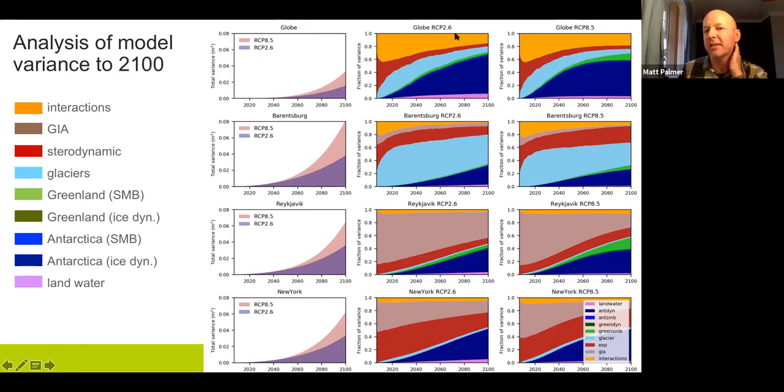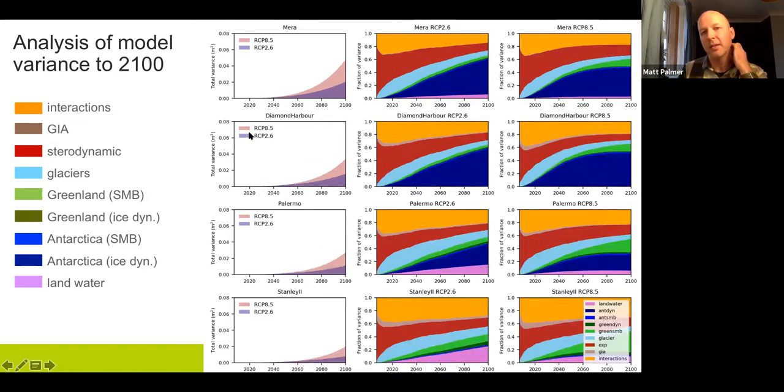I guess the other interesting thing is how this breakdown of variance depends on the emission scenario. So whether we follow RCP2.6 or RCP8.5, the breakdown of variance is also somewhat dependent on that scenario. So there's a few more locations here. Mera in Japan, Diamond Harbour is in India, Palermo is in South America, and Stanley is in the Falkland Islands. So we're getting quite close to Antarctica there.